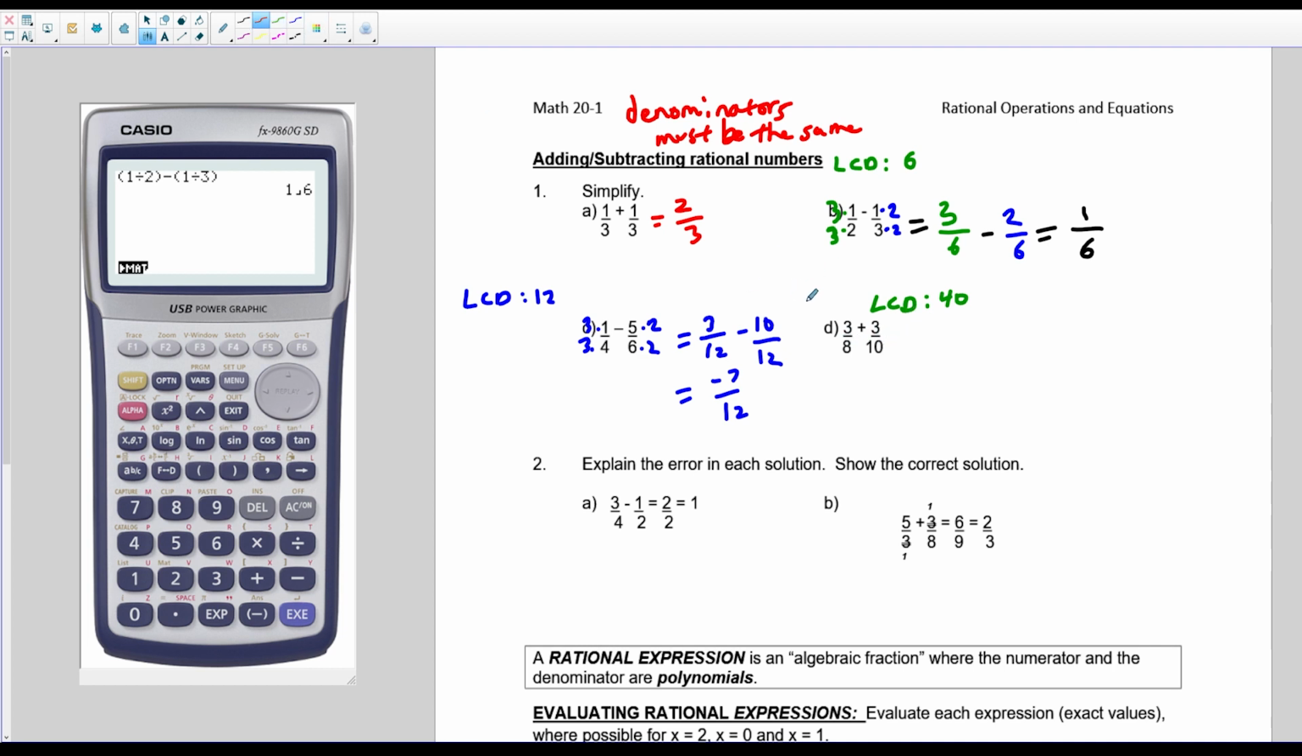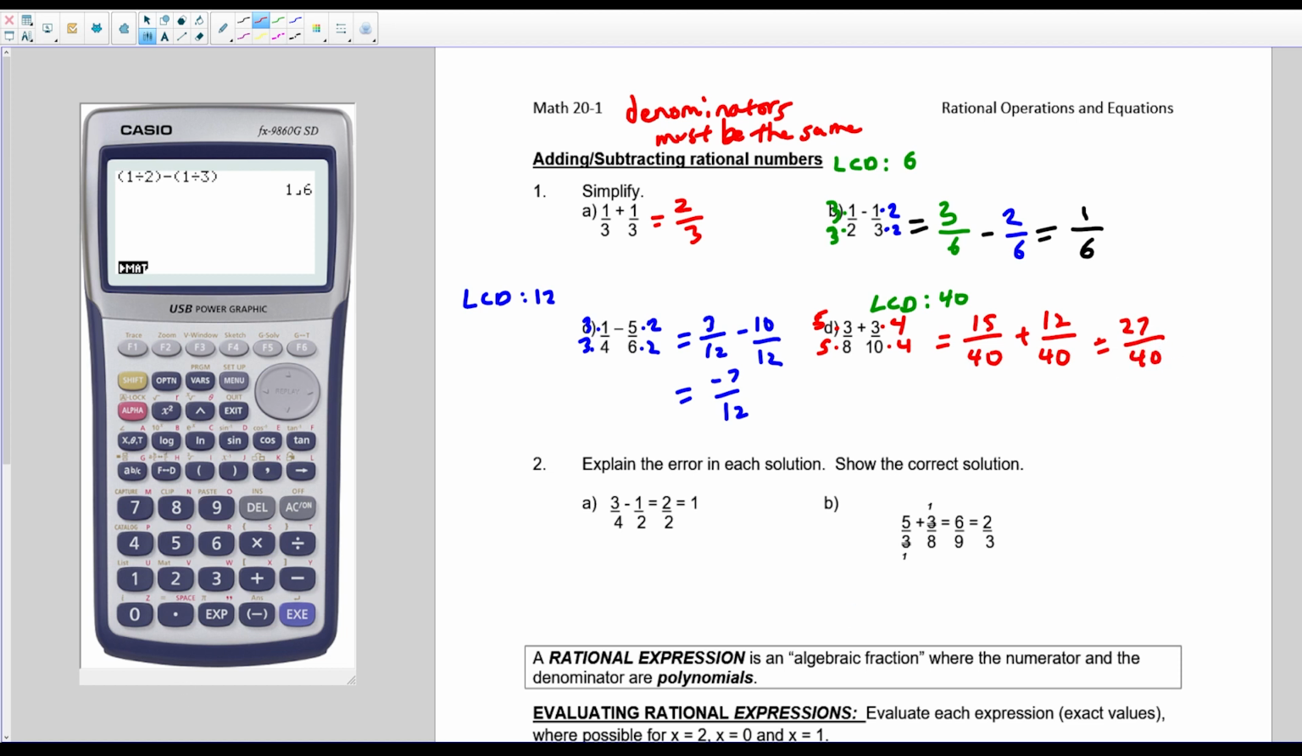So starting off with the left-hand side, I'm going to multiply this by 5, multiply the top by 5 as well, multiply this by 4, multiply the bottom by 4, and we end up with 15 over 40 plus 12 over 40, and that gives me 27 over 40.